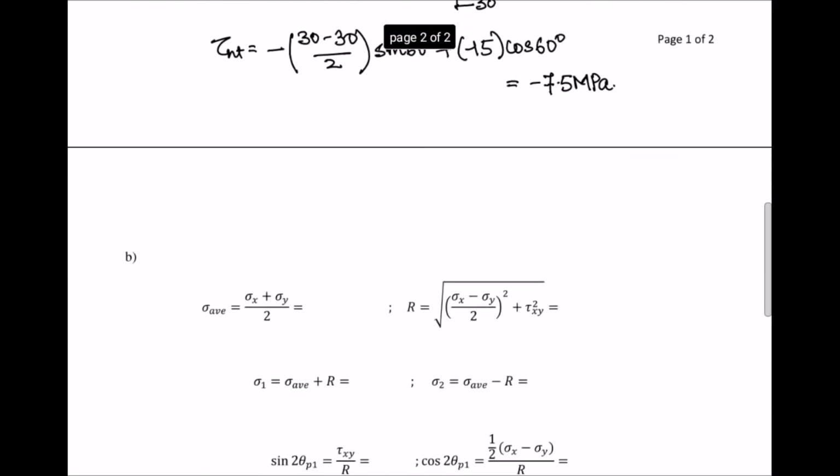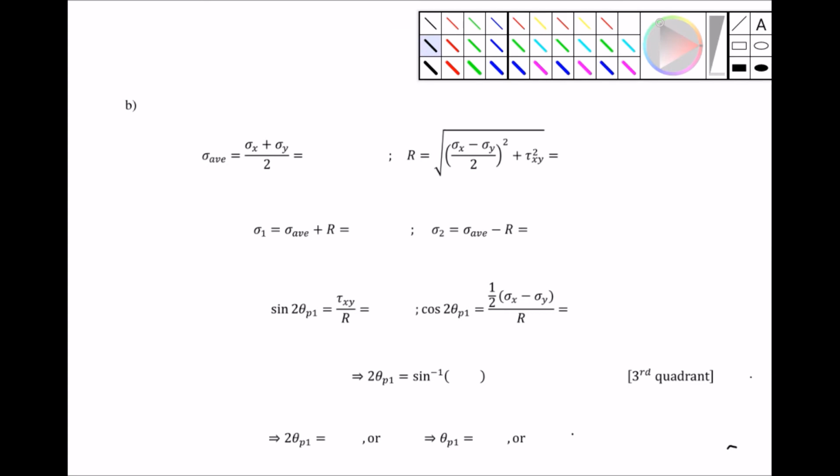In part B of the problem, we are asked to calculate the two in-plane principal stresses and their angular position. We have sigma average being equal to sigma x plus sigma y over 2, which in this case becomes 30 MPa. R becomes equal to the square root of sigma x minus sigma y over 2 whole square, which reduces to 0, plus tau xy whole square. Since this is the only term remaining, R is equal to mod of tau xy, equal to 15 MPa. The maximum principal stress, sigma 1, equals sigma average plus R, equal to 45 MPa. And the in-plane minimum principal stress, sigma 2, equals sigma average minus R, or 15 MPa.